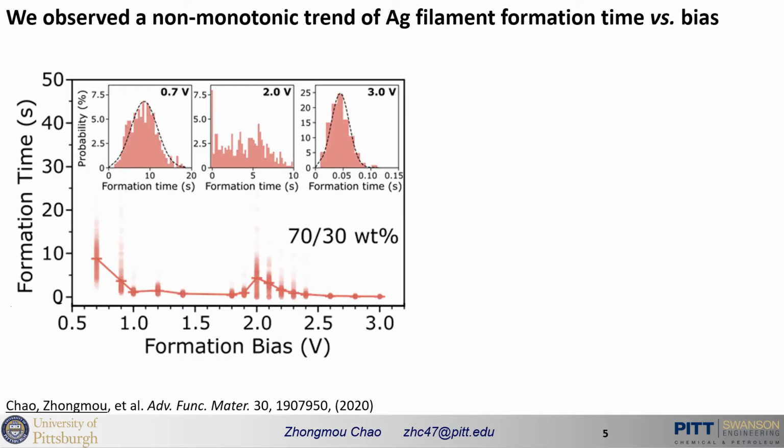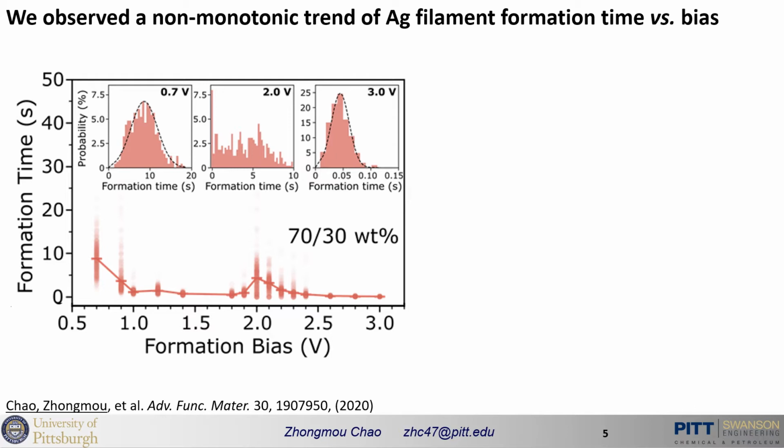We first studied the impact of formation bias on silver filament formation kinetics. Owing to this direct write functionality, at each bias ranging from 0.7 to 3.0 volts, more than 500 formation events have been collected, and all their formation times are plotted in this figure. Before digging into the data, you would probably think, when increasing the bias, we're increasing the driving force for basically everything around filament formation, electrochemistry, ion migration, so of course the filament formation will be faster.